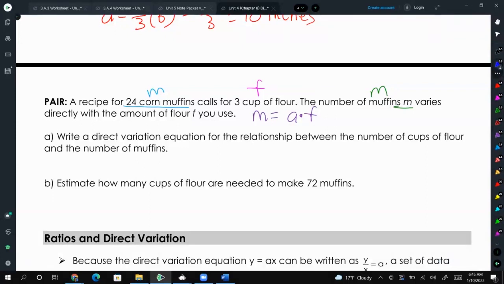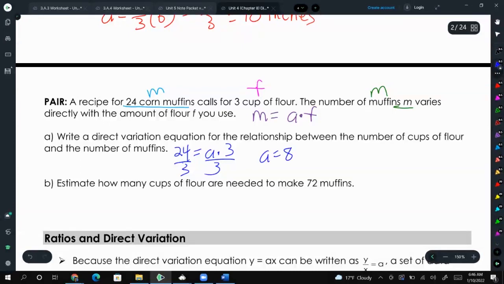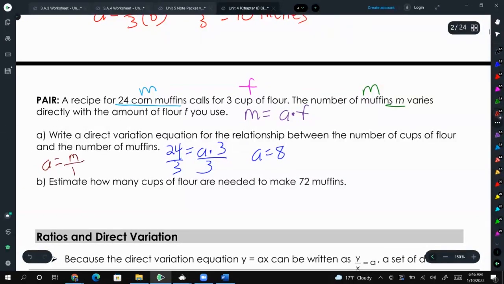So we can say that 24 is equal to a times 3, and we divide both sides by 3, a is equal to 8. Now, you might see a shortcut that we could have done at the beginning. We know we're going to divide both sides by f, that 3. You could have just said that a is equal to m over f, and that would have gotten us our a value. So now we can write our equation as m equals 8f.